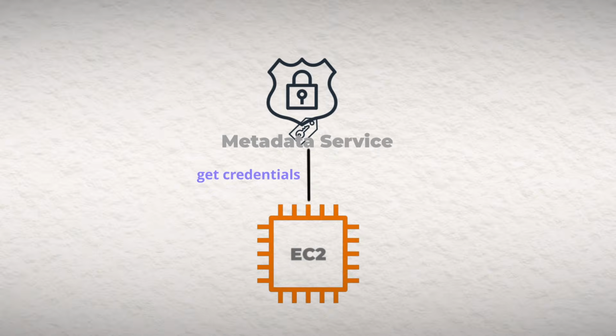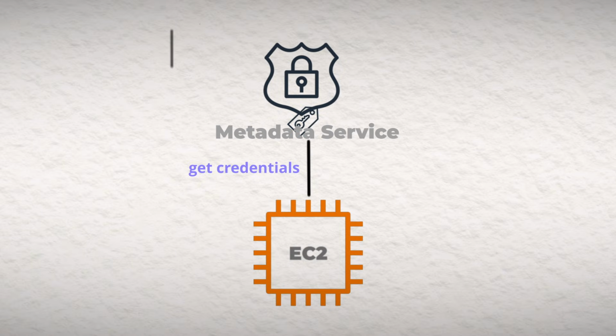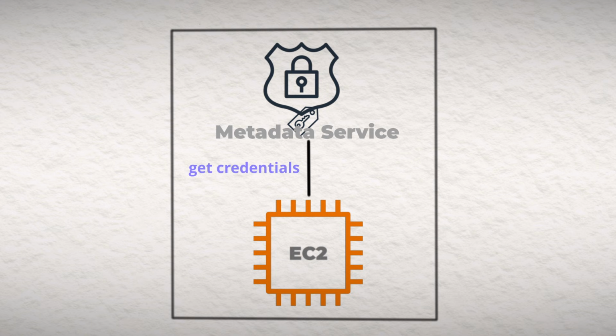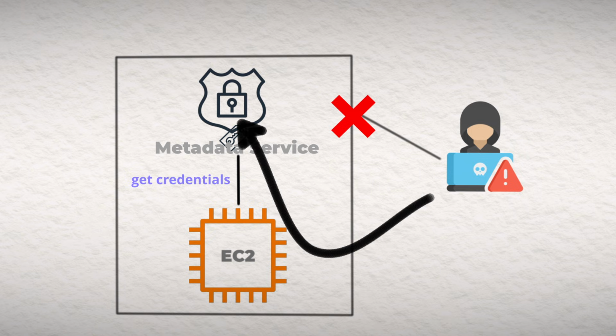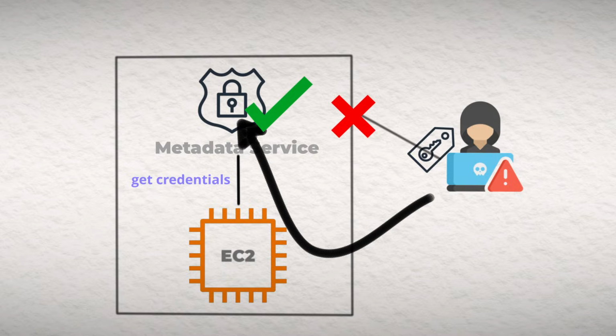Now here's the critical part that you need to understand. The metadata service is designed to only be accessible from within your EC2 instance itself. External requests shouldn't be able to reach it. But with SSRF, you're not making an external request. You're making the server make the request. And from the metadata service's perspective, your request is coming from localhost. Now here's what makes that terrifying. It happily hands over the credentials.